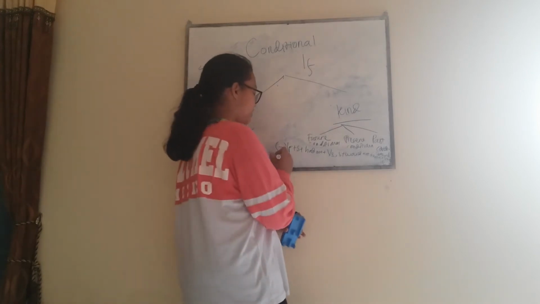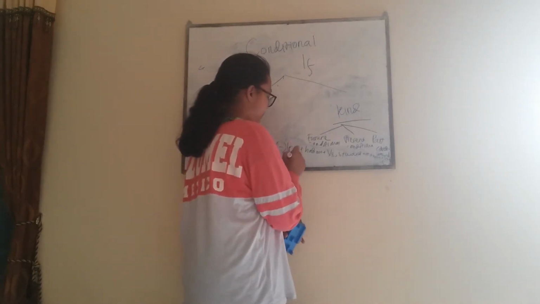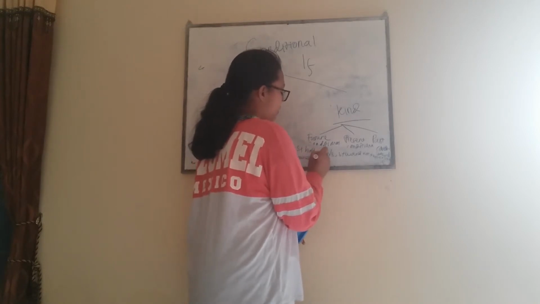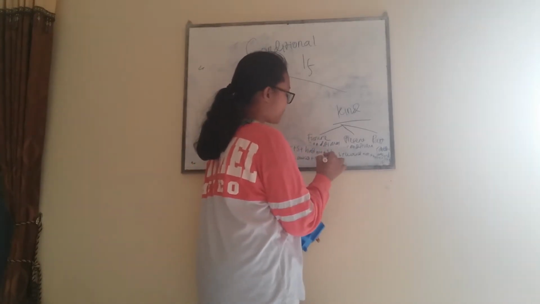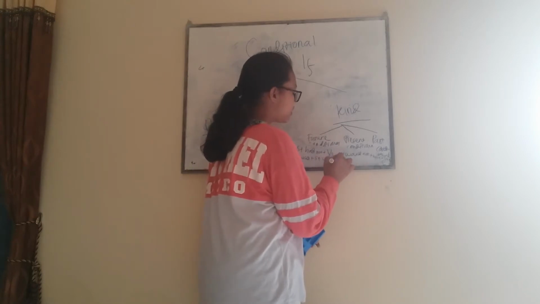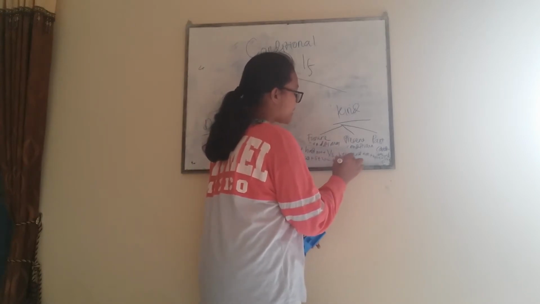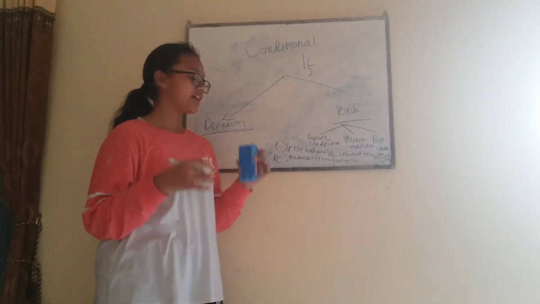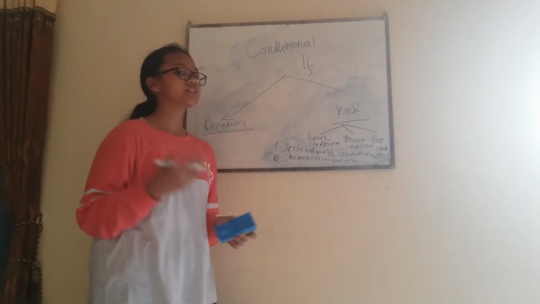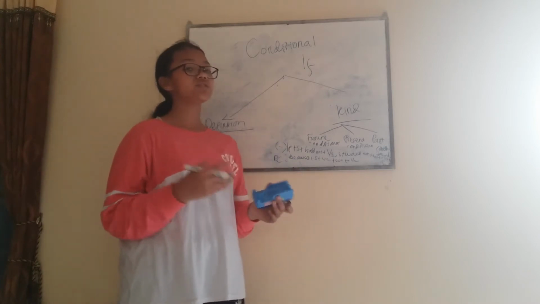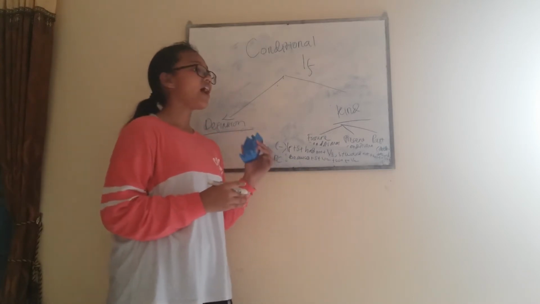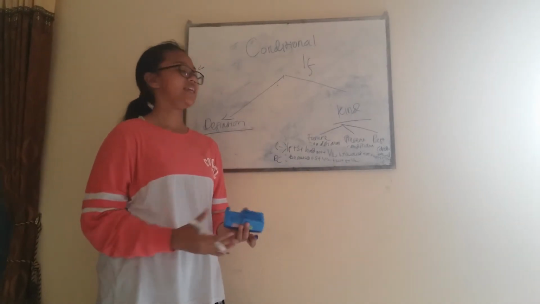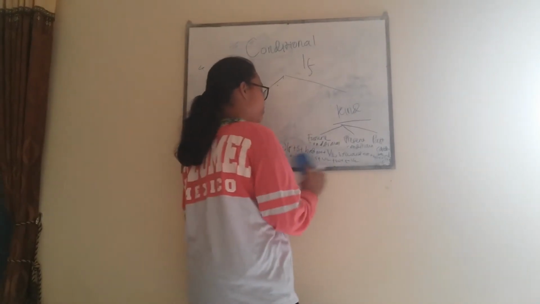And the real condition pattern is because plus subject plus verb 2 plus so plus subject plus verb 2. For example, because I went to Jakarta, so I visited my grandma's house yesterday. And now we go to the interrogative pattern.